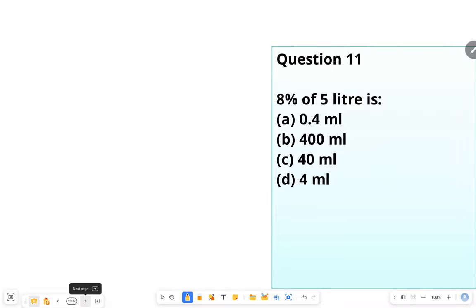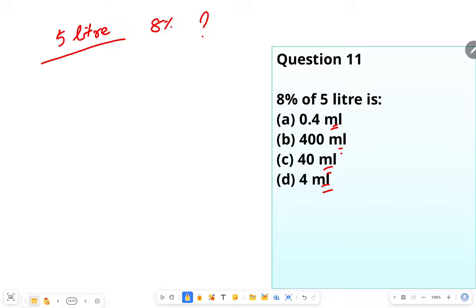Question number 11 here we have. Right. What is it saying? 8% of 5 liter is. You have 5 liter, and then it is asking the 8% of this. What will be that? Think. But if you see, the option is given in the form of ml, right? So how can you do that?